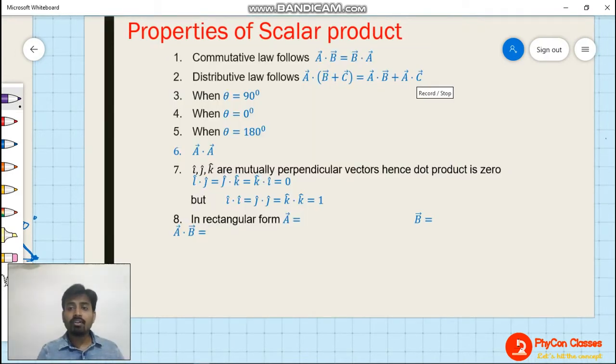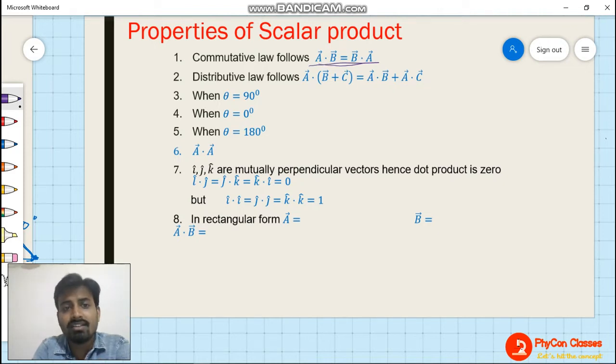Now coming to the properties of scalar product. Now see, just now we have seen that either you find out the dot product of A with B or B with A. That means A dot B or B dot A, both are going to be the same, right? Why? Because A B cos theta or B A cos theta, both are going to give you the same answer because there is no direction involved. Only the magnitude is involved. So that means the commutative law is being followed here. That is the first property.